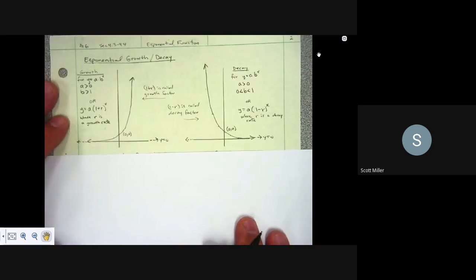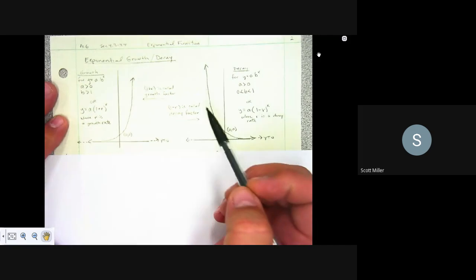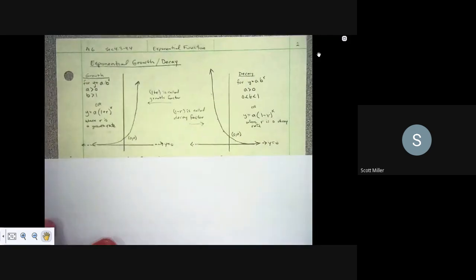So let's look at some of the graphs of these things. We have two basic parent function types: exponential growth and decay graphs or functions. There's a lot in here. I'm going to walk you through it real quick.